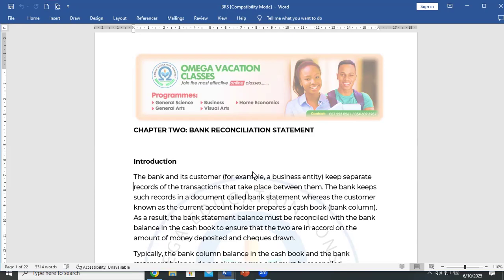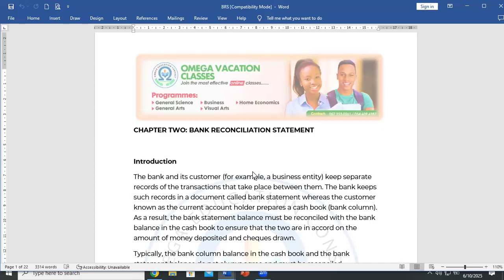So it is expected that at any point in time, the records of the bank and that of the customer should represent the same information. But it so happens that sometimes the information presented by the bank and that of the customer are different, most especially the balance on the account. So that is the rationale behind the reconciliation statement we would be preparing.